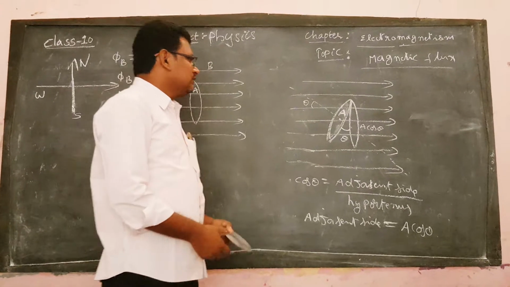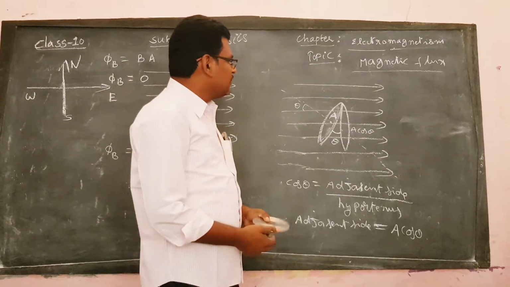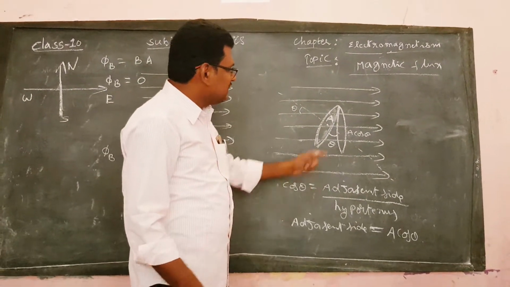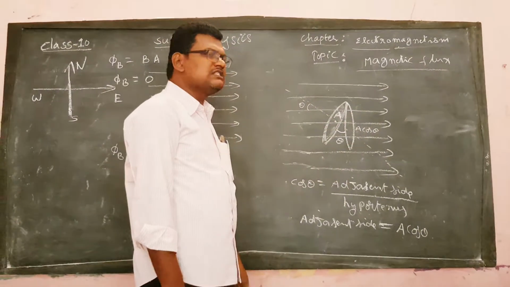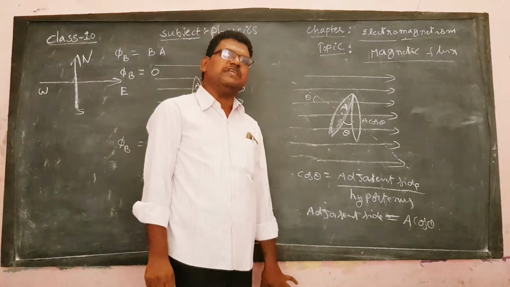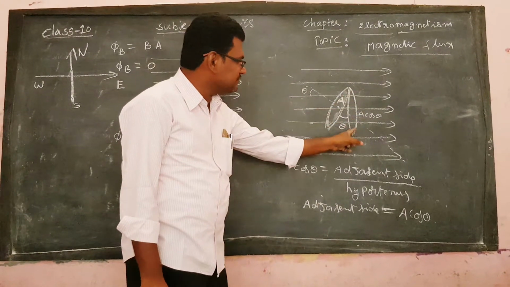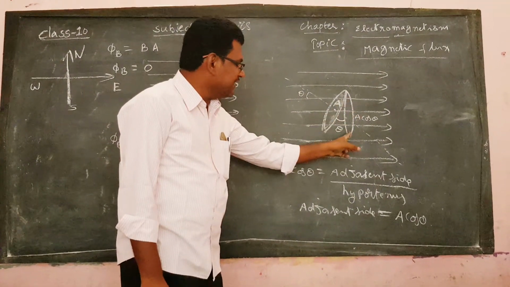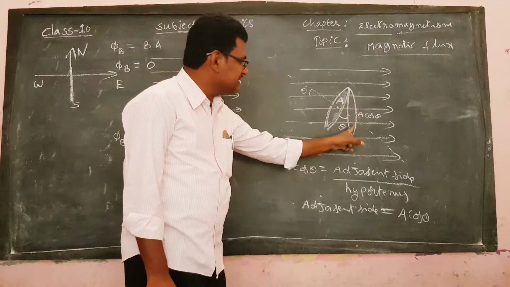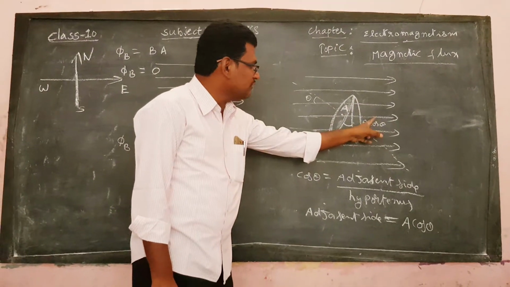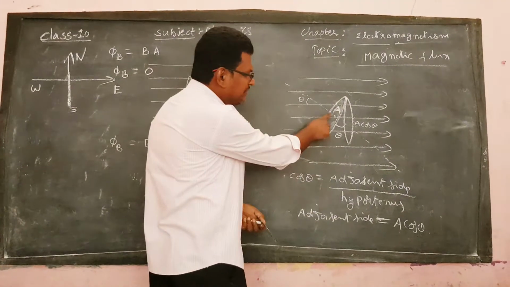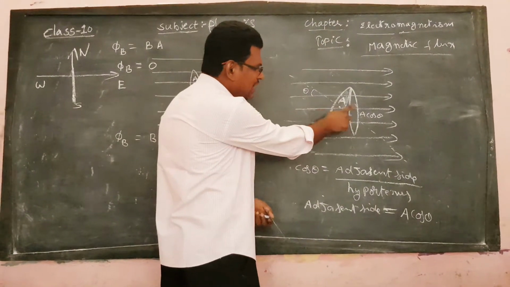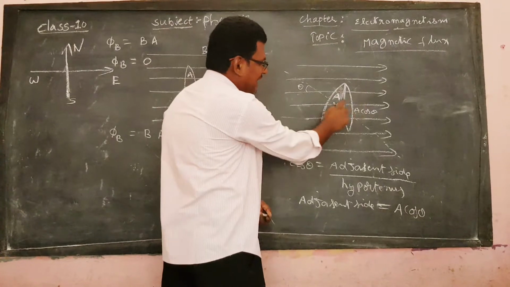Okay. Next, see here. What is the angle between the surface area perpendicular to the magnetic field? This surface area is perpendicular to the magnetic field. Now what is the angle between the surface area and the surface area perpendicular to the magnetic field?